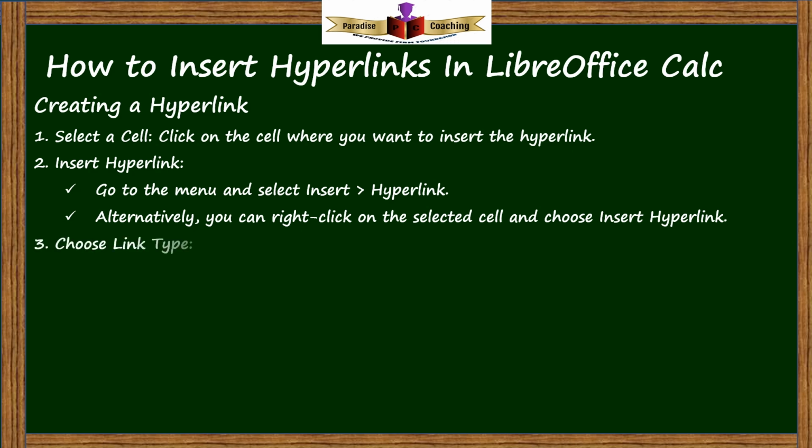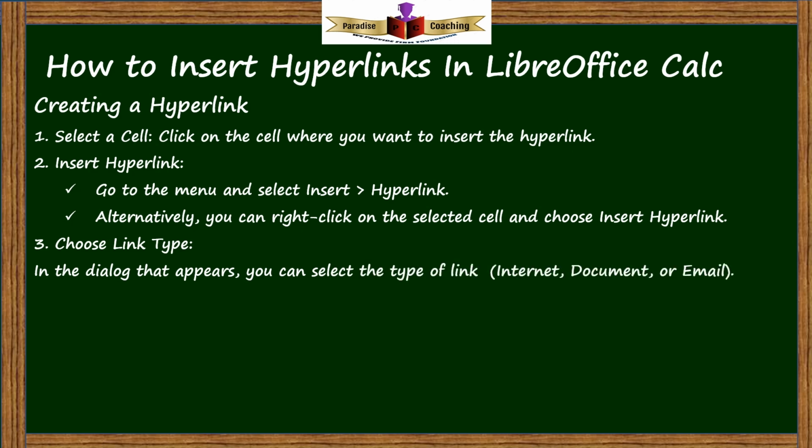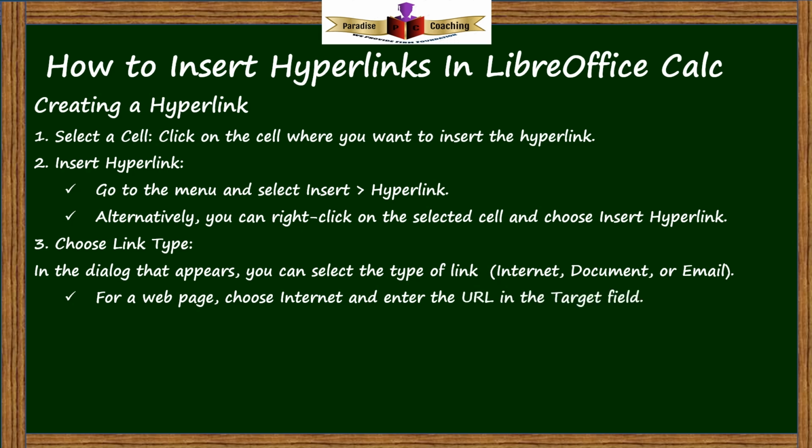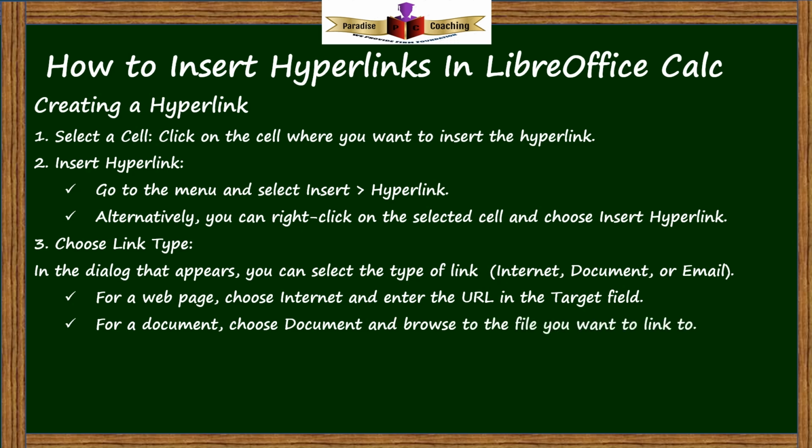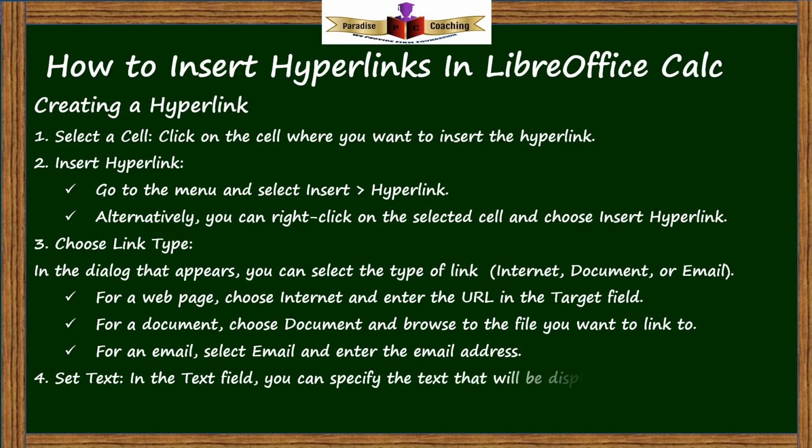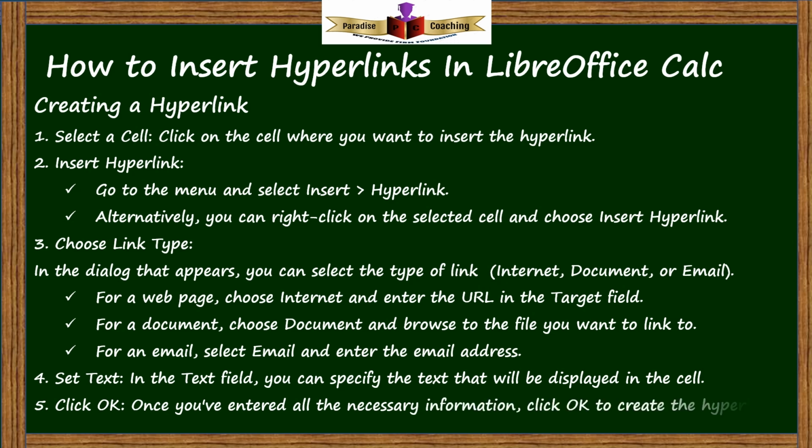3. Choose link type. In the dialog that appears, you can select the type of link: Internet, document, or email. For a web page, choose Internet and enter the URL in the target field. For a document, choose Document and browse to the file you want to link to. For an email, select Email and enter the email address. 4. Set text. In the text field, you can specify the text that will be displayed in the cell. 5. Click OK. Once you've entered all the necessary information, click OK to create the hyperlink.